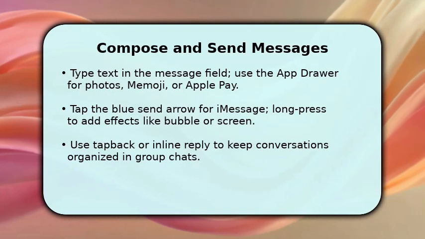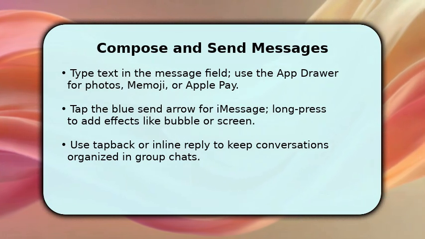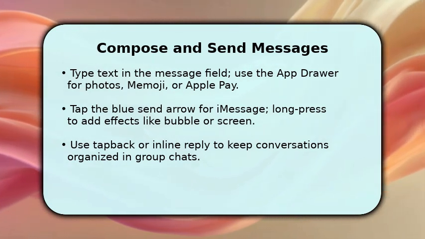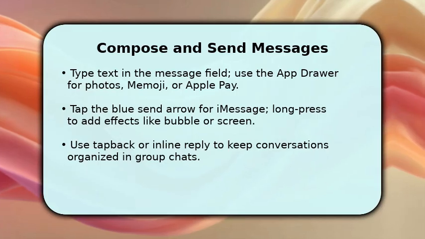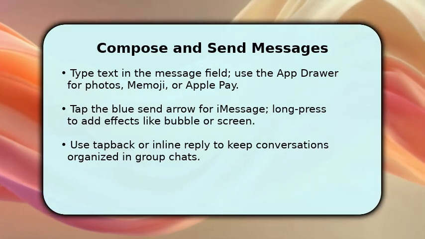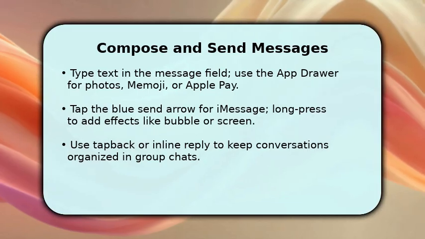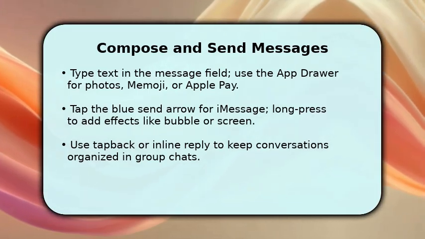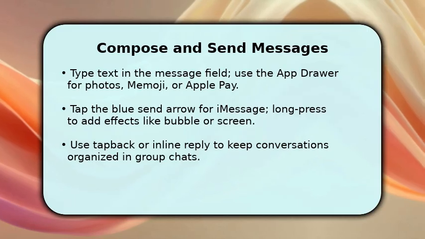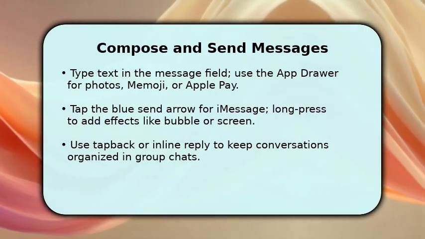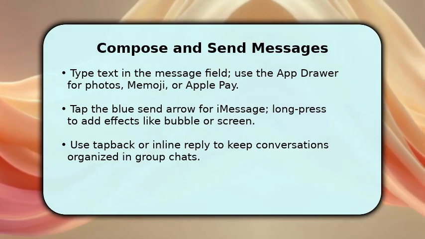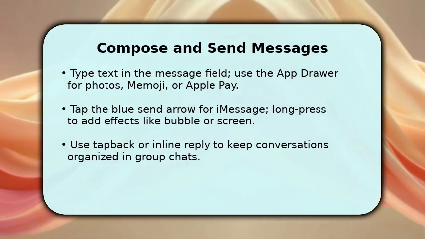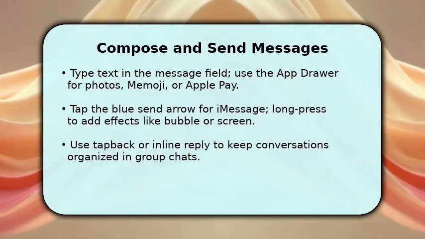You type your message into the text field, and you can add attachments from the app drawer, photos, Memoji, or location. Press the blue send arrow to deliver over iMessage. If you press and hold that arrow, you can send bubble or screen effects to add emphasis. For group conversations, use inline replies by swiping right on a message or tap back to quickly react. Make sure Send as SMS is enabled if you want fallback when iMessage is unavailable.